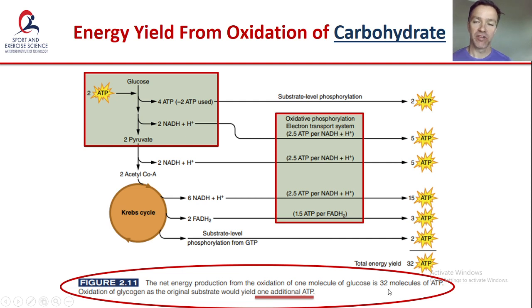So 1 molecule of glucose will give us 32 molecules of ATP, and if we use glycogen as the original source of carbohydrate, we get 1 extra molecule, we get 33, because we didn't have to invest that 1 molecule of ATP at the start of glycolysis. So that is a brief overview of the oxidation of carbohydrate.